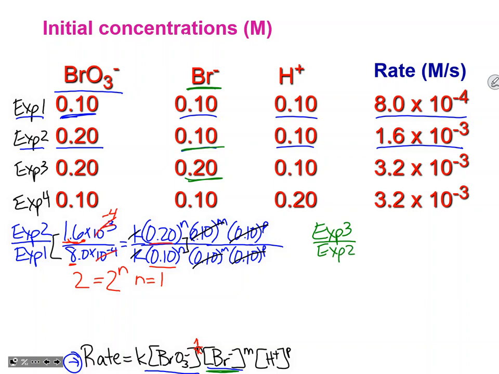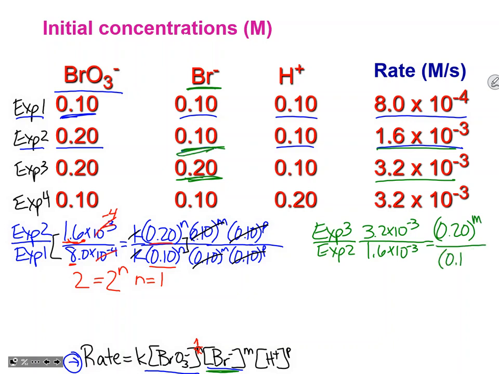Experiment 2. Now, rate 3.2 times 10 to the minus 3 over the other rate, 1.6 times 10 to the minus 3. That's going to equal the 0.02 raised to the m over the 0.01 raised to the m. Once again, we're not going to include the other things because we don't need them. Because the bromate isn't changing, the hydrogen's not changing, we don't need to include them. We don't need to include the k's, they cancel anyway.